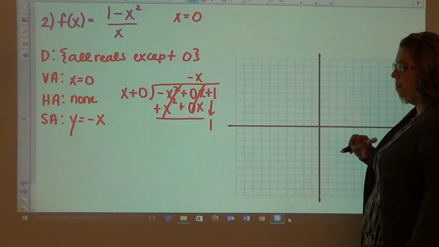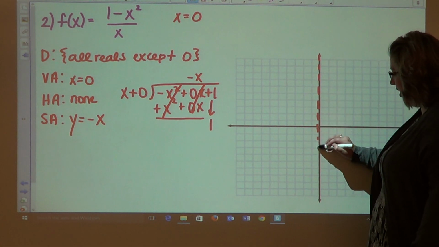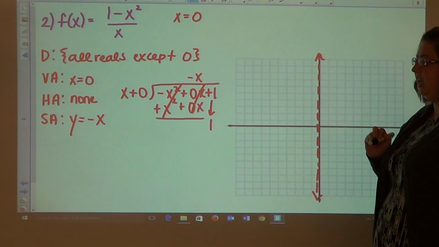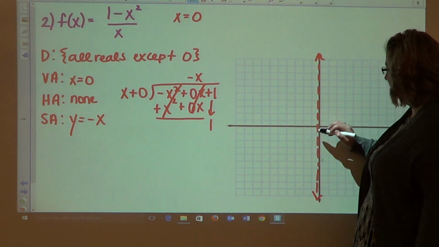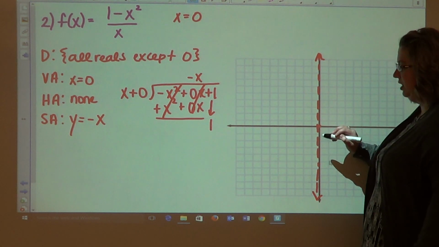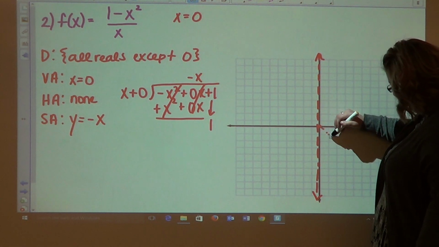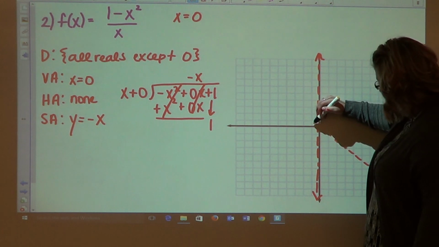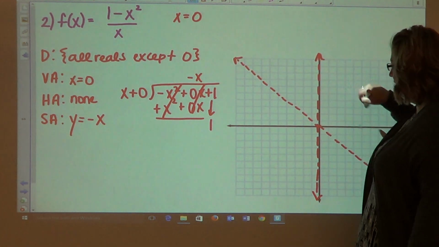Okay, so when I go to draw my asymptotes, x equals 0, so a vertical line at x equals 0. Okay, y equals -x. Well, my y-intercept would be 0 because y equals -x plus 0. And then my slope is -1, so down 1, right 1, down 1, right 1. So this is your slant asymptote.